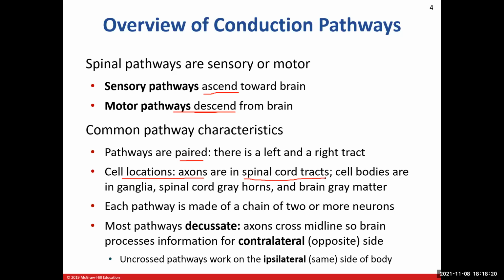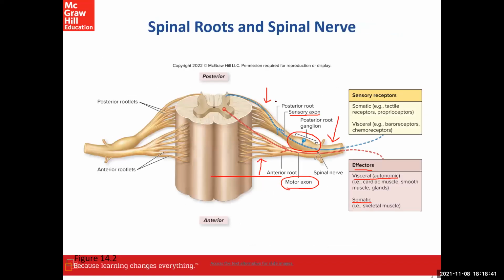For our cell bodies, we have three areas where we can find them. Cell bodies cluster, right? So we see them in the ganglia, for example, the dorsal or posterior root ganglia. We'll also see these cell bodies in the spinal gray horns. So what is the spinal gray horn? This is the posterior gray horn. This is the anterior gray horn in the front. And then we have our lateral gray horn.